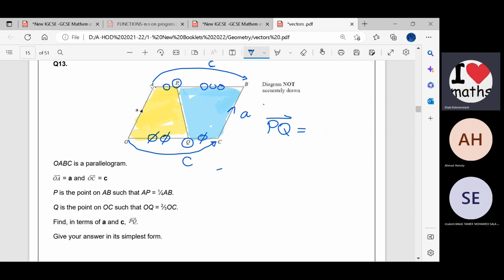I want to get from P to Q. If I need to go from P to Q, what do I do? Let's say I first want to treat it as a point. So I need to go from P to Q. How do I move? I will go from P to A.